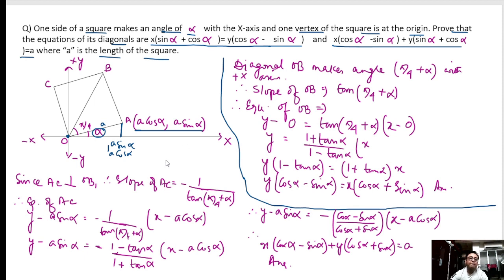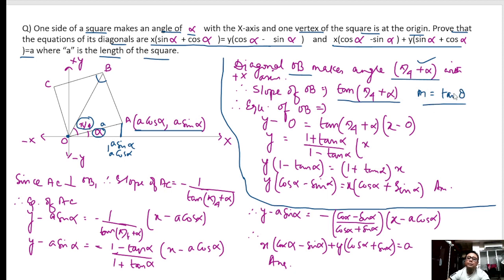Clear? Now watch here one thing. If this is the coordinate of A, now we know that a diagonal bisects the angle. If this is 90 degree, so this is 45 and 45. So this part should be pi by 4. Clear? So what is the slope? Please watch here. AC is perpendicular to OB. Okay, so from here, as you can see, OB is making what angle with the positive x-axis? Pi by 4 plus alpha. So its slope should be this, because we know slope is m equal to tan theta.